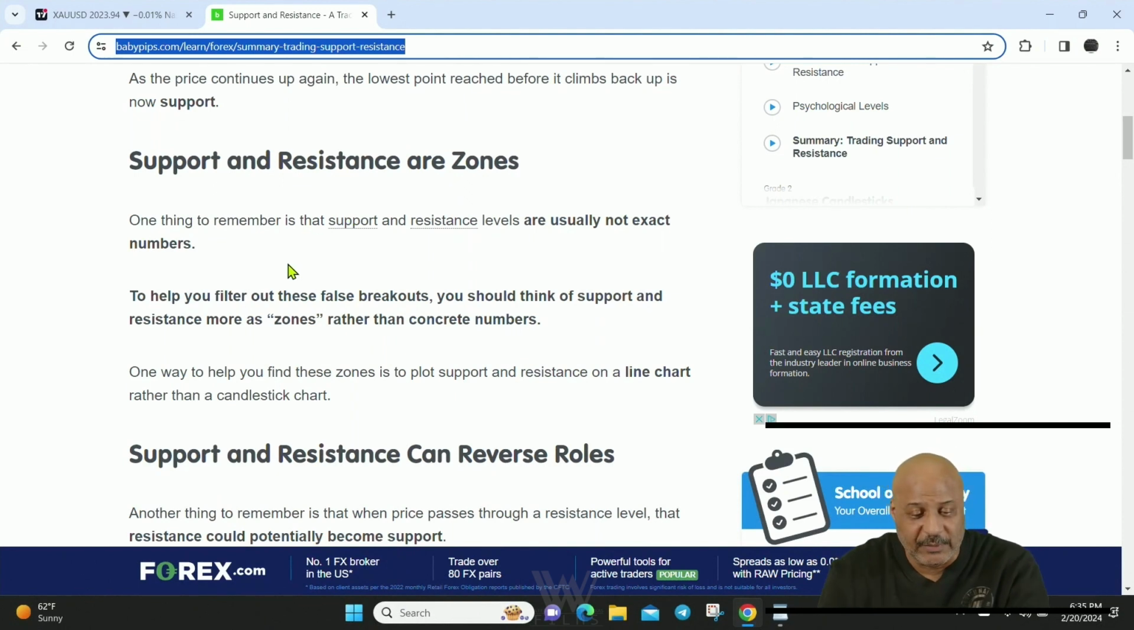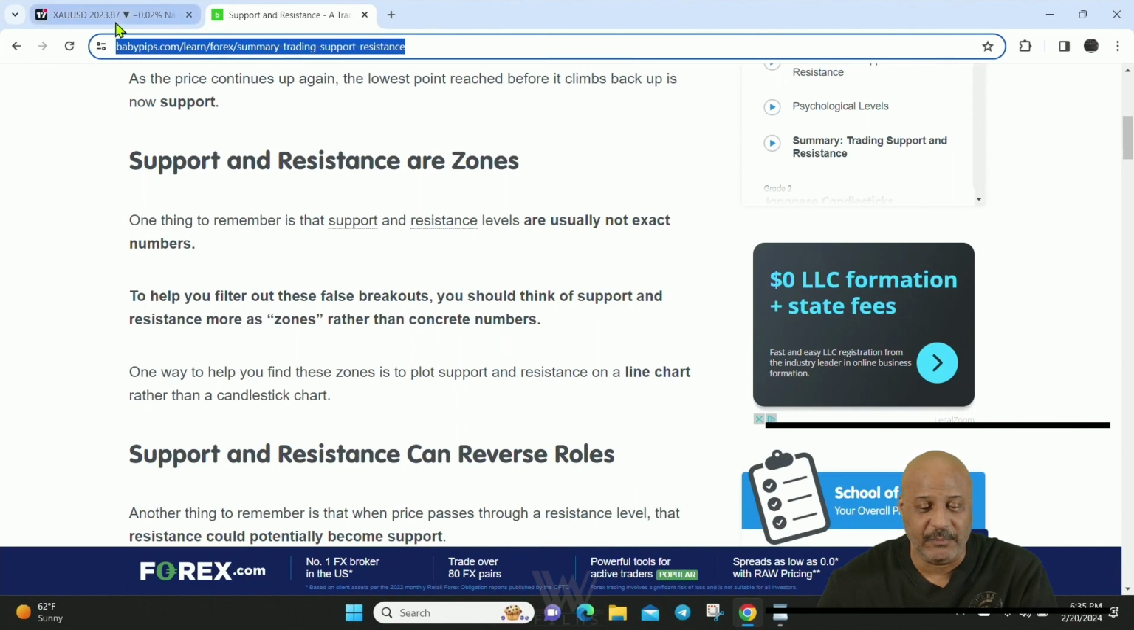One thing they say here on Babypips is to remember that support and resistance levels are usually not exact numbers. It's an area, right? Each graph is different. I'm going to show you that also. And remember, we're talking about zones. Support and resistance, we always call S&R zones because we always trade from zone to zone.